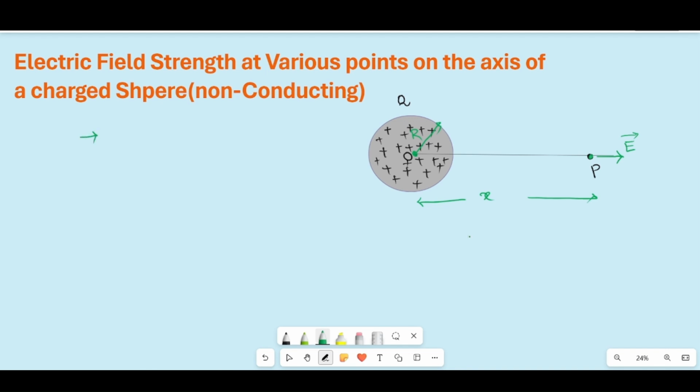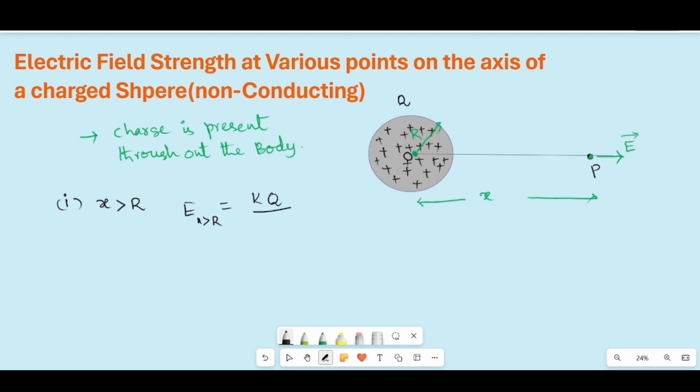So one important point here we can write is, in case of a charged non-conducting sphere, the total charge is distributed throughout the body. Here case 1: the point on axis at greater than radius of the sphere. The electric field strength at that point we can write as kQ by x square. Along the axis, the unit vector is x cap, so in vector notation E bar is equal to kq by x square into x cap. Here k is 1 by 4 pi epsilon naught.